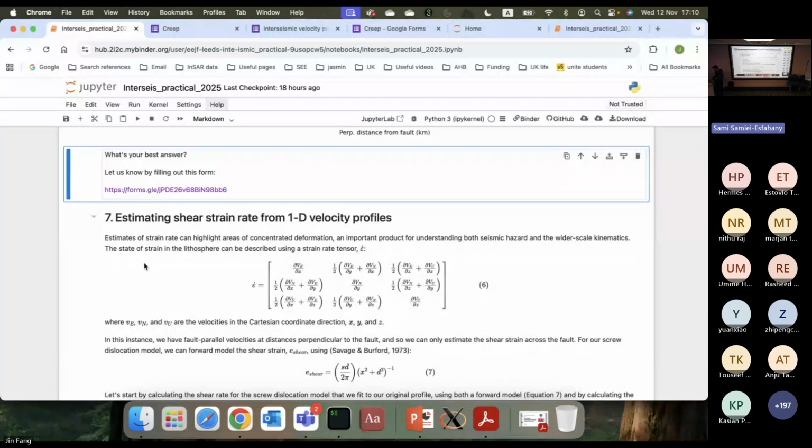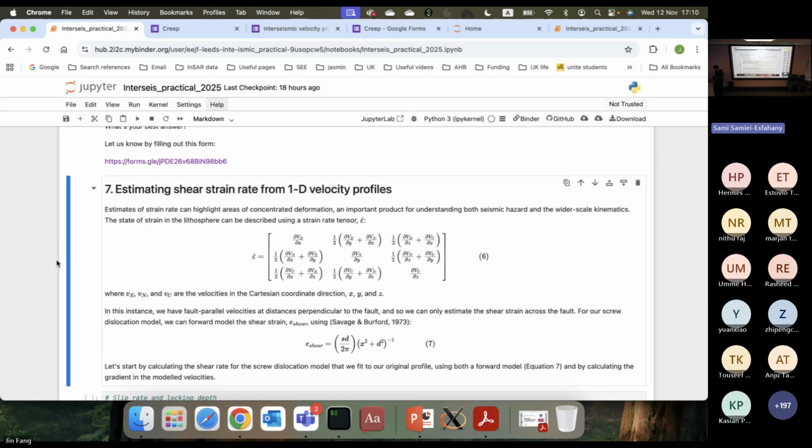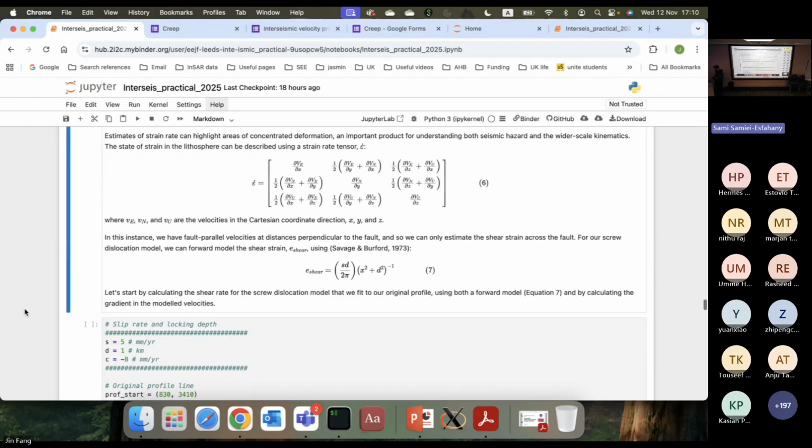Let's move on to strain rate. It's actually more useful to look at strain rates because they tell us what's actually deforming. Estimates of strain rate can highlight where deformation is concentrated. Here's the equation we used to calculate the strain rate tensor. In this case, we've got fault parallel velocities, so we can only estimate shear strain across the fault. For our screw dislocation model, we can forward calculate the shear strain using this equation.